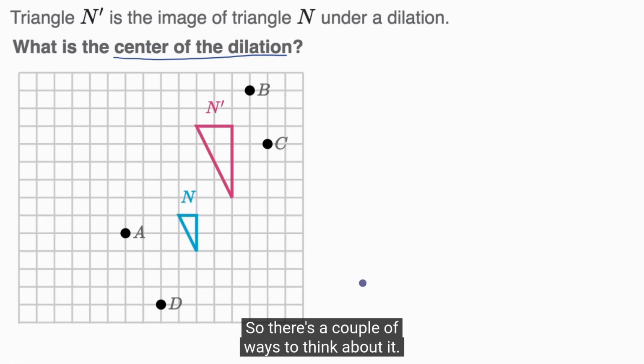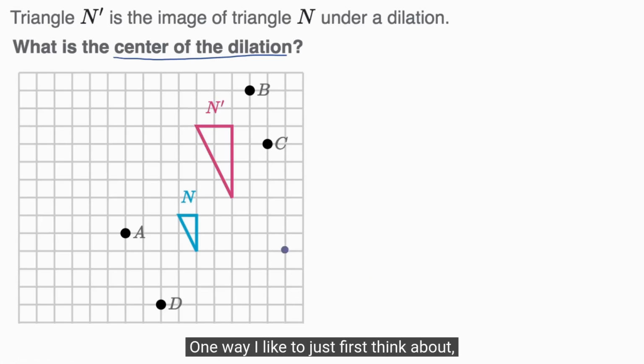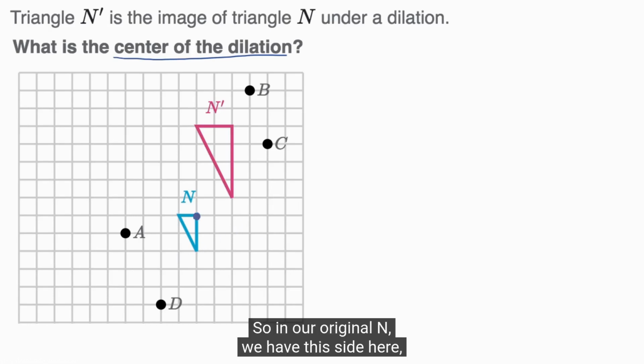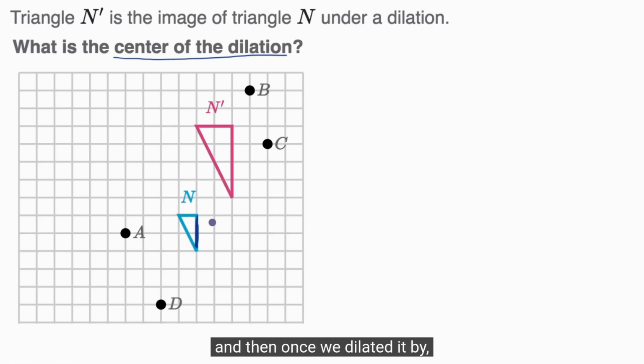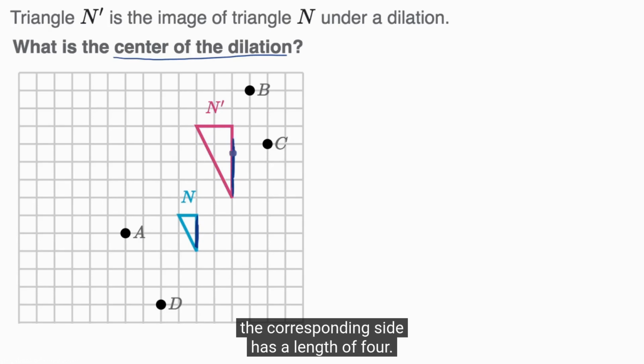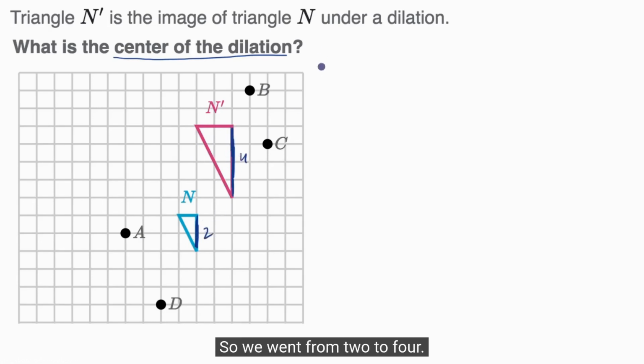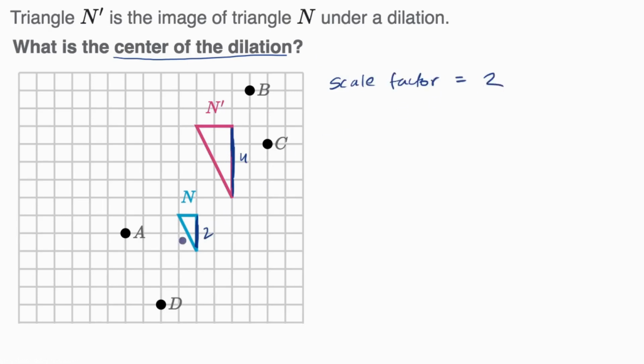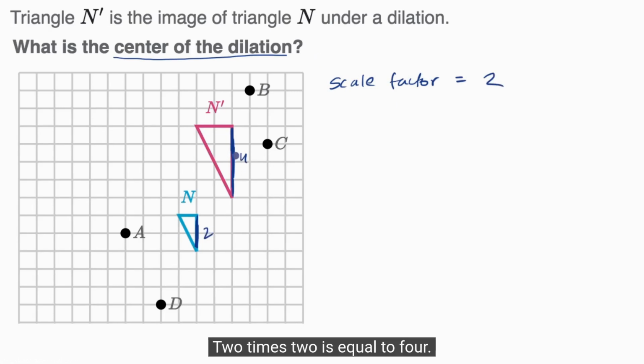So there's a couple of ways to think about it. One way, I like to first think about, well, what is the scale factor here? So in our original n, we have this side here. It has a length of 2. And then once we dilated it and used that scale factor, that corresponding side has a length of 4. So we went from 2 to 4. So we can figure out our scale factor. Scale factor is equal to 2. 2 times 2 is equal to 4.